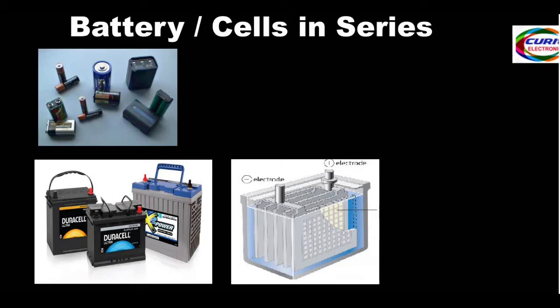Battery or cells. So you might have seen all these cells or batteries. Normally these are cells and their voltage is 1.5 volt per cell. Dry cell. We usually use it for remotes, various purposes, or a flashlight uses this.